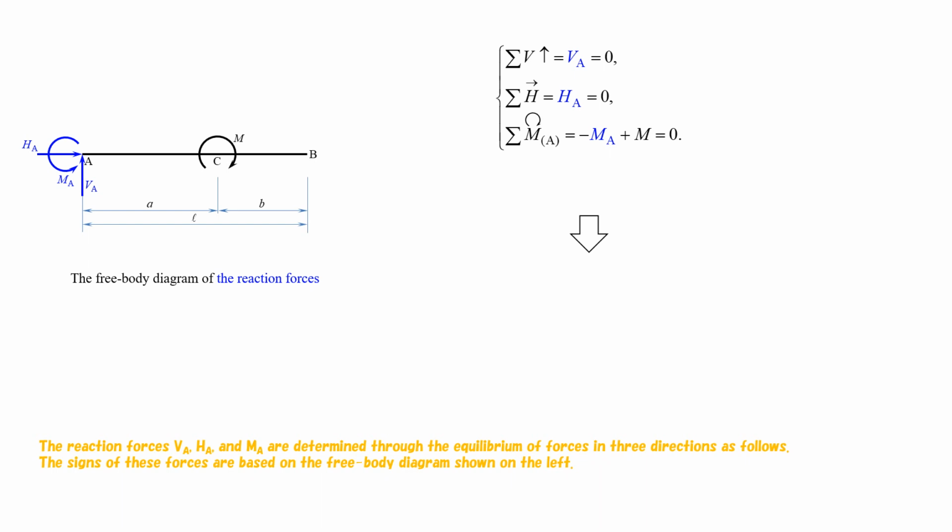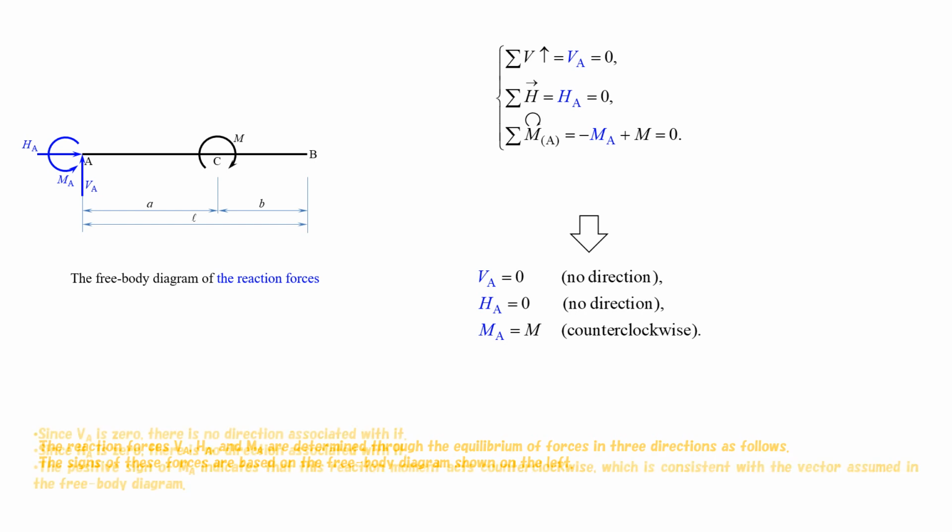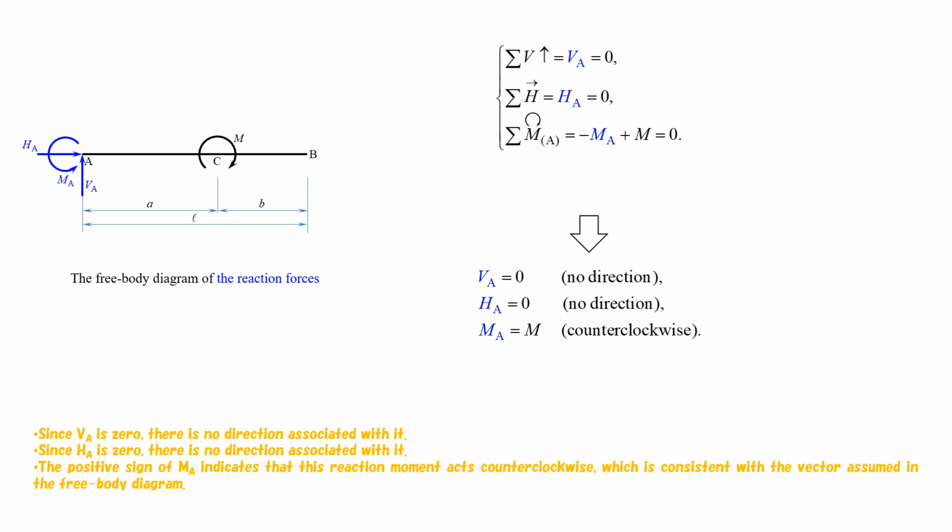The reaction forces, Va, Ha, and Ma, are determined through the equilibrium of forces in three directions as follows. The signs of these forces are based on the free body diagram shown on the left. Since Va is 0, there is no direction associated with it. Since Ha is 0, there is no direction associated with it. The positive sign of Ma indicates that this reaction moment acts counterclockwise, which is consistent with the vector assumed in the free body diagram.